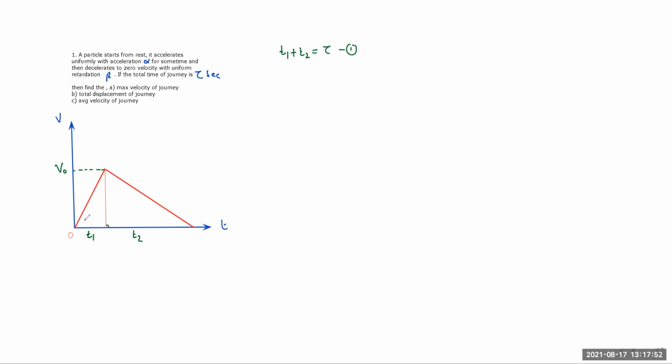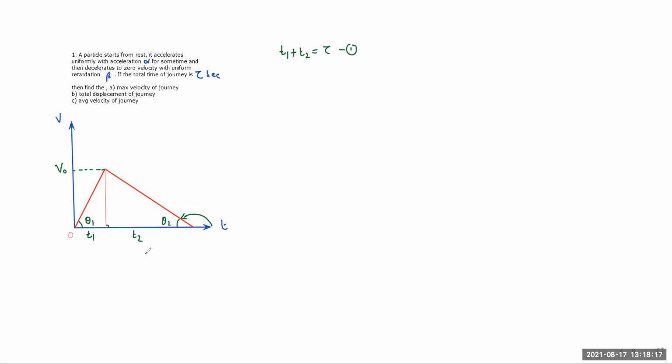Now we know that the slope of the graph gives you the acceleration. Now this will give you acceleration, so this will give you retardation. So that's the interesting part. If acceleration is this angle, then the inside will be a retardation. So this is theta 1.